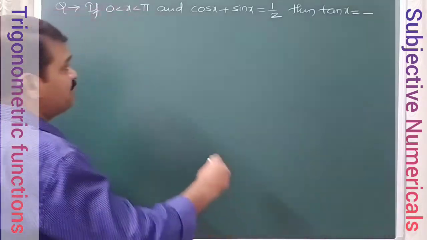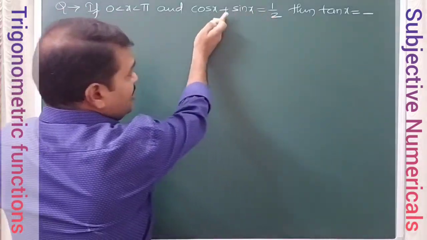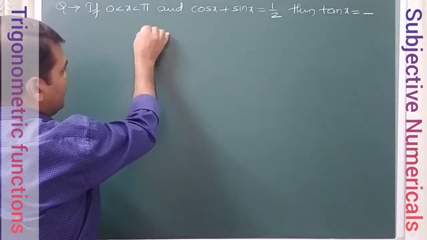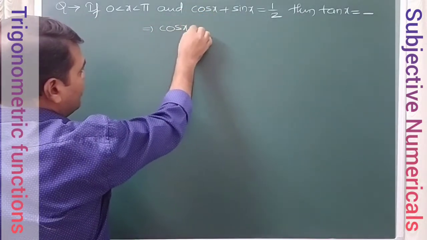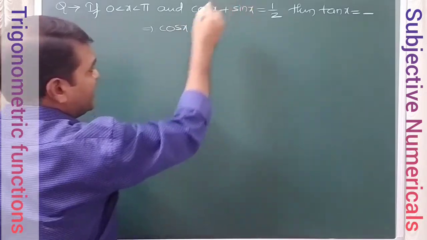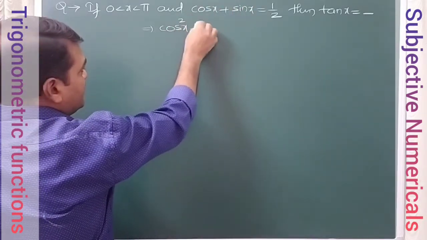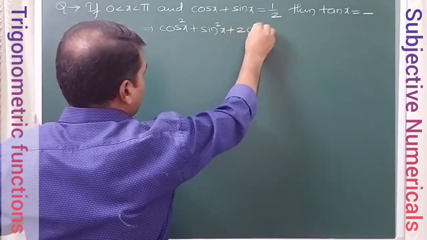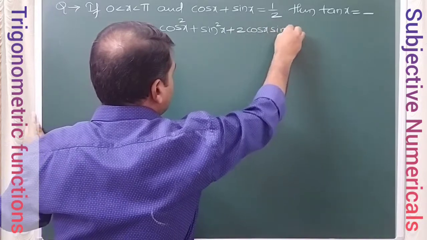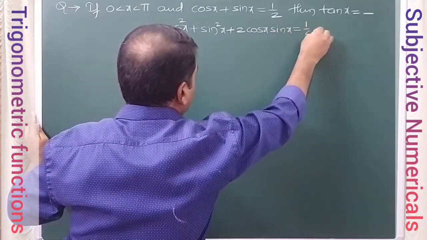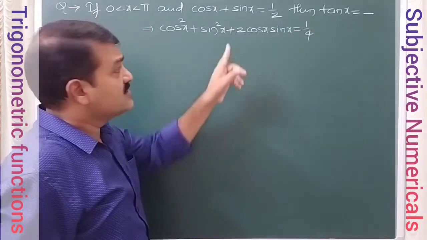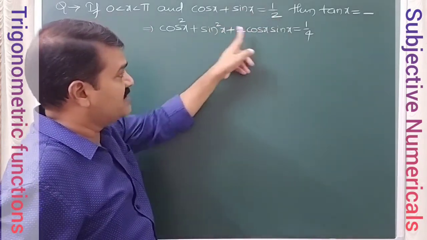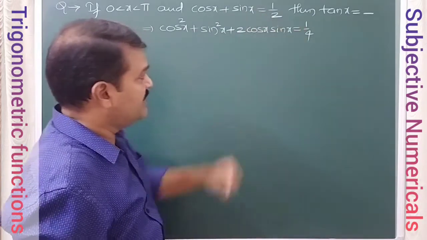For the first method, I will consider this equation and square both sides. So (cos x plus sin x) whole square is cos square x plus sin square x plus 2 cos x sin x, equal to 1 by 4. What we are doing is squaring on both sides. 1 by 2 whole square is 1 by 4.